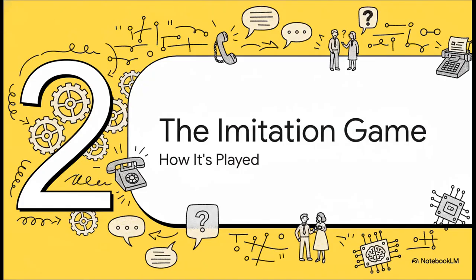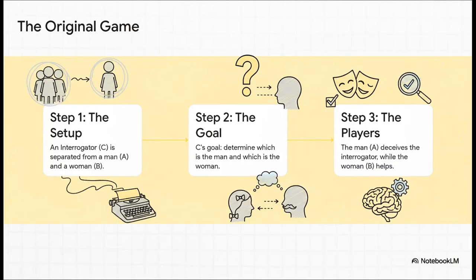Okay, so how do you actually play this thing? Now, what's really cool about this is that Turing based it on a popular party game of his time. It's just a wonderfully clever setup. All right, so in the original party game, you've got 3 players. There's an interrogator, let's call them C, who's in a totally separate room from the other 2. A man, A, and a woman, B. C can only talk to them through typewritten notes.